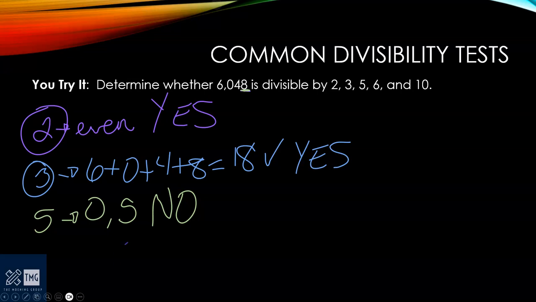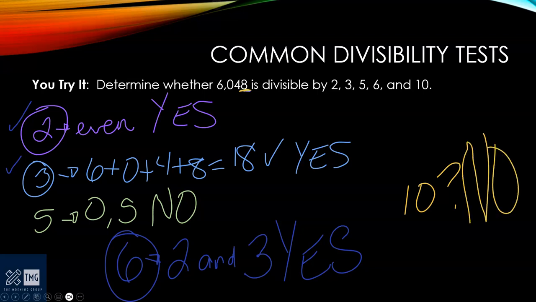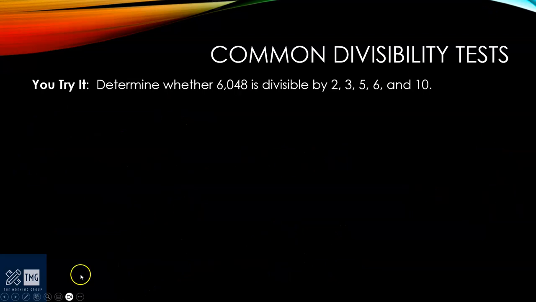Moving right along, we look at the number 6. To be divisible by 6, you must be divisible by 2 and 3. Well, yes and yes. So 6 is a yes. And the last one: is this divisible by 10? Well, that last digit is 8, not a 0, so no, not divisible by 10. So for this one, 6,048, we're divisible by 2, 3, and 6.